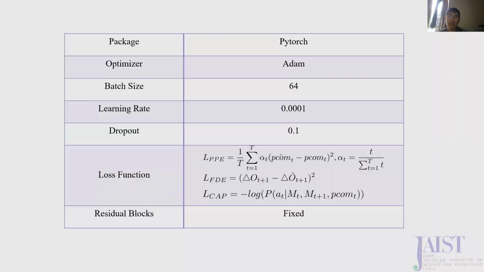During training, we use PyTorch to implement our model, and we use Adam as the optimizer. We use different loss functions to train the modules separately.